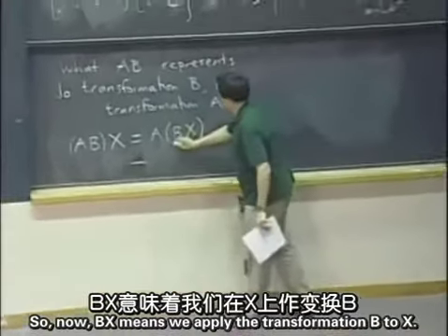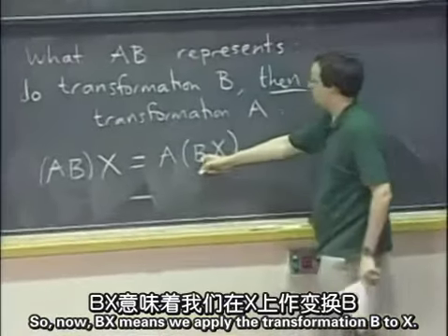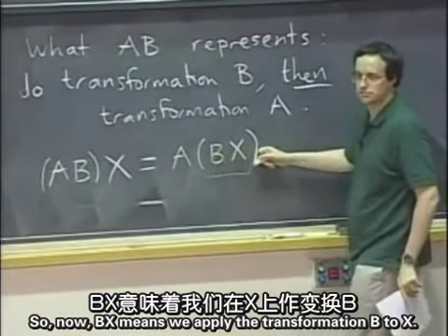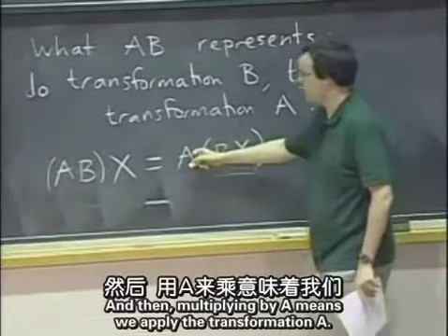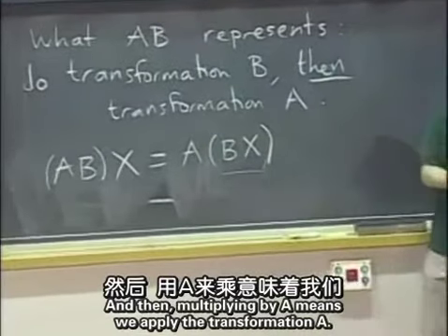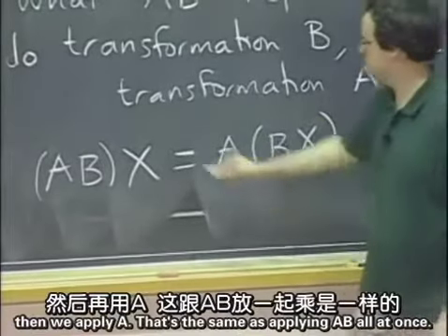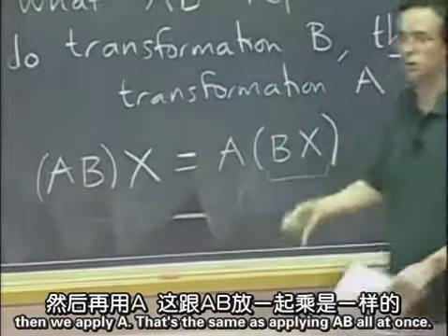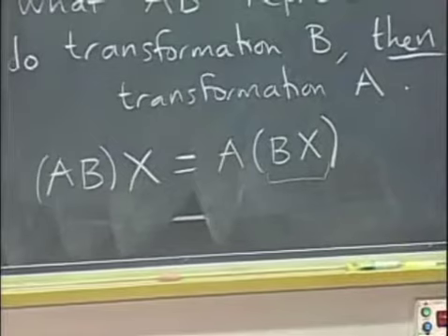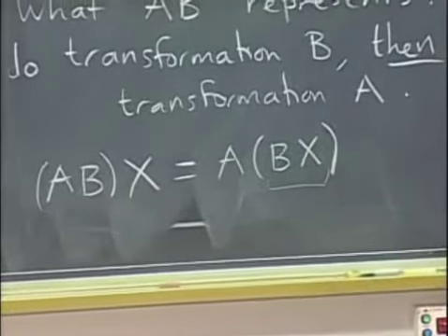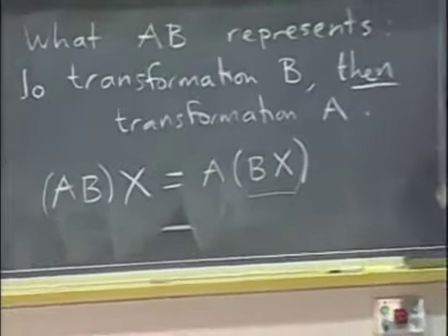So now, Bx means we apply the transformation B to x. And then, multiplying by A means we apply the transformation A. So we first apply B, then we apply A. That's the same as applying AB all at once.